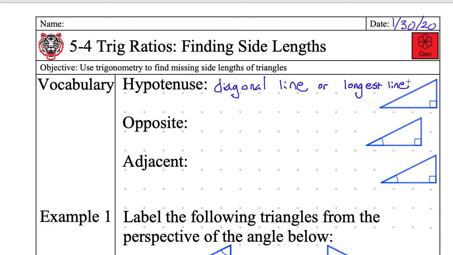And then you can circle the hypotenuse if you want. There's the hypotenuse. It's right there. Notice another property of the hypotenuse is that it's always across. And the word across in mathematics is opposite. So it's always opposite of the 90-degree angle. So it's always across from the 90-degree angle, or it's opposite of the 90-degree angle.